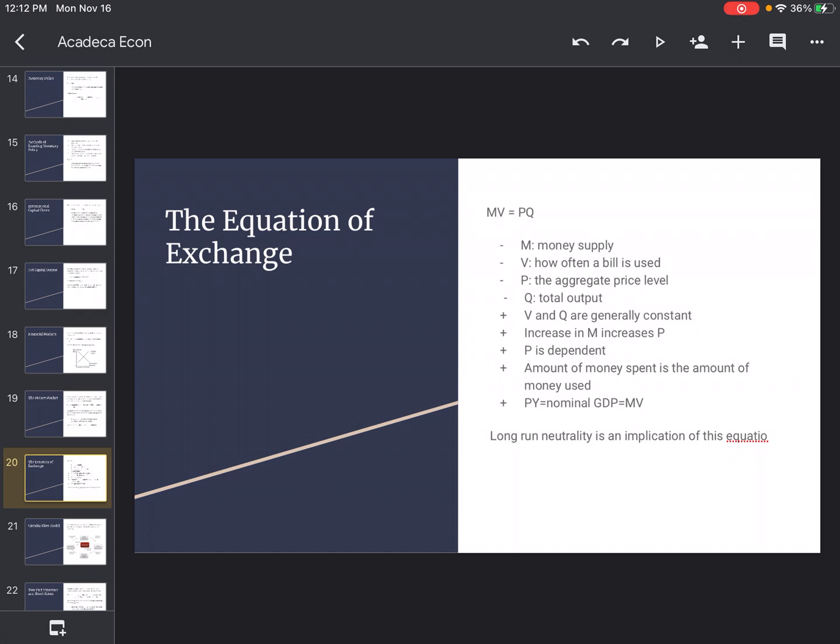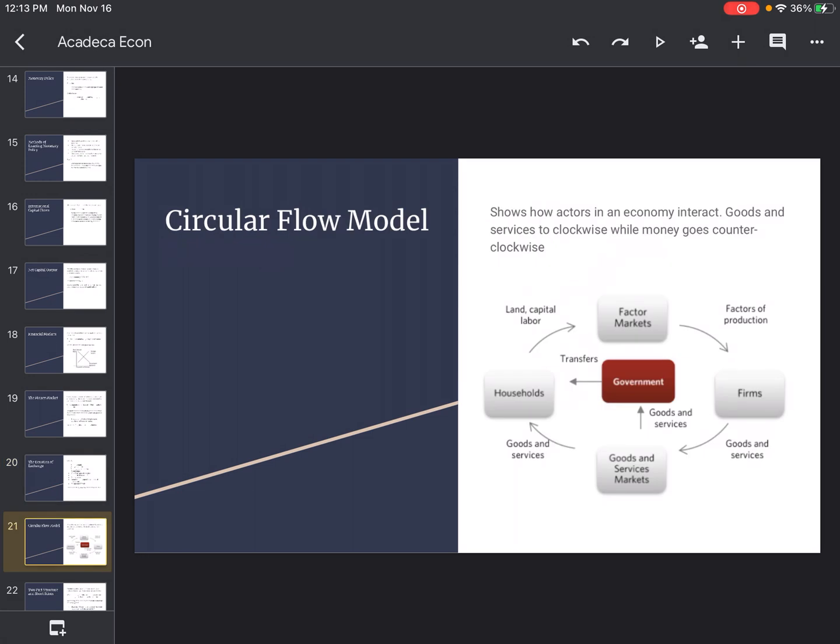The amount of money spent is equal to the amount of money used. Again, that's just putting the same thing in different words. And PY is equal to the nominal GDP, which is equal to MV. So Y and Q can often be exchanged if you're trying to determine the nominal GDP. Long-run neutrality is an implication of this equation of exchange, and it holds that changes in the money supply have no bearing on real quantities because they're both independent of one another.